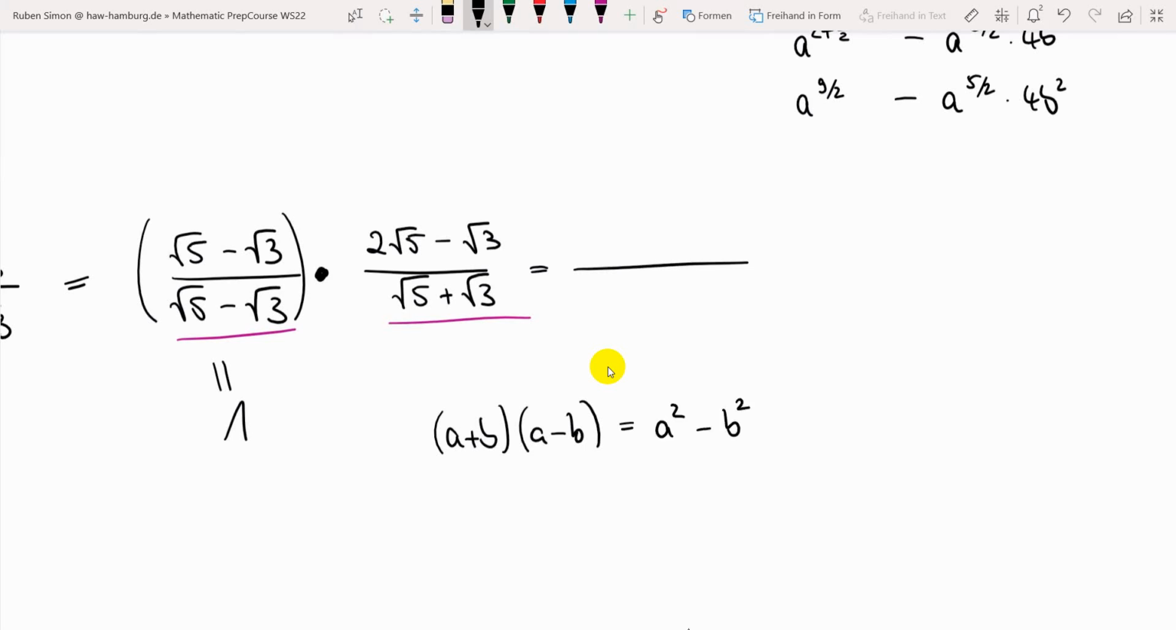And what does it mean in our example? 5 square minus 3 square. Is that true? Yes. Actually, the answer would be the square root of 5 and square root of 3 squared. Correct? Yes. Because your a and b are the square roots of 5 and 3. And that's why, what is the correct answer? What is the denominator?